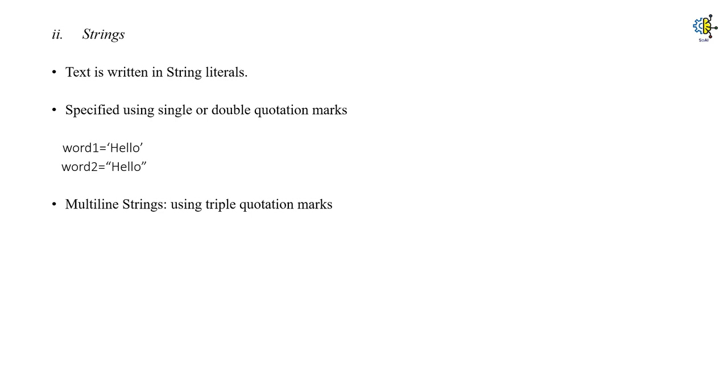Multi-line strings in Python are specified using triple quotation marks. For example, this is a paragraph. It contains multi-line strings, and is specified using 3 single quotation marks. Similarly, 3 double quotation marks can also be used to specify multi-line strings.